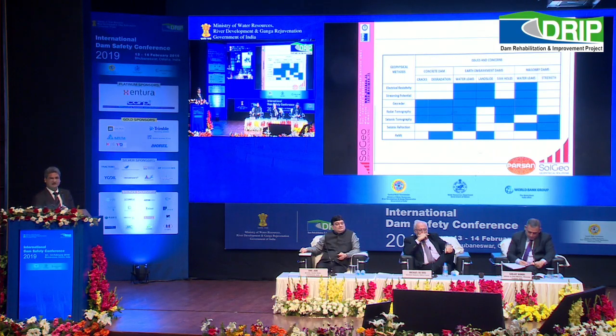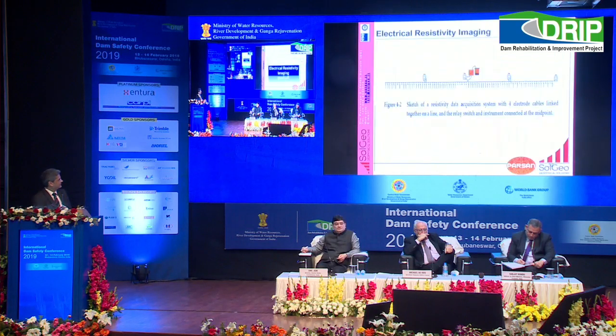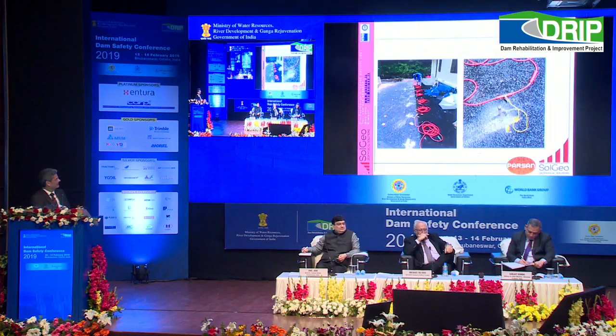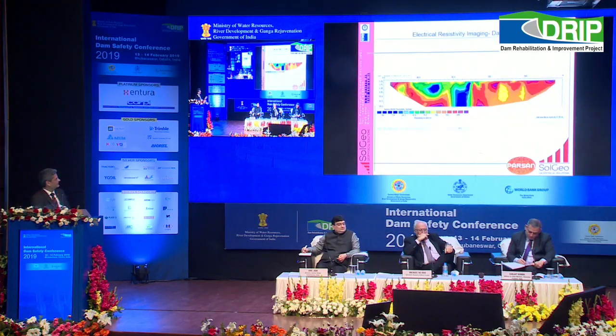In fact, in India itself, starting around 23 years back when I first investigated Kota Barrage, we ourselves have done more than 80 dam investigations. And electrical resistivity imaging gives you very quick information in earthen or masonry dams about what's happening inside. For example, in this slide, you can see the blue zone is a zone with a lot of water saturation, so this is a problem zone.